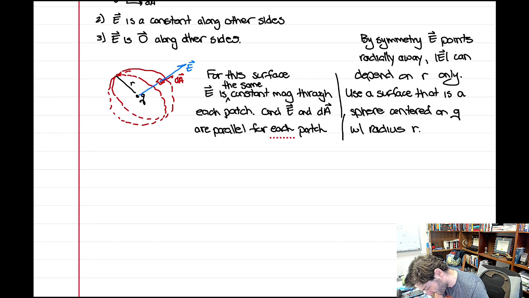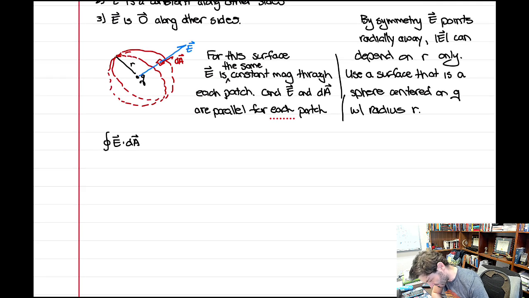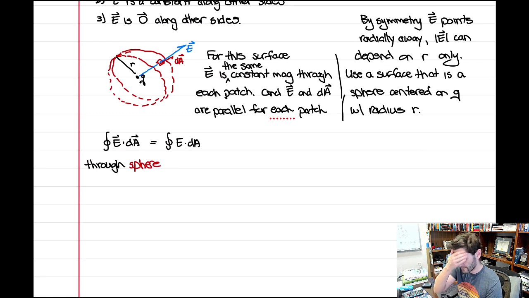So then, Gauss's law time. The flux through this surface, and I'll just explicitly say through this red sphere, in this case, because of the symmetry, is the same thing as the integral over the magnitude of E times the magnitude of dA times the cosine of the angle between them, which we said is 1.